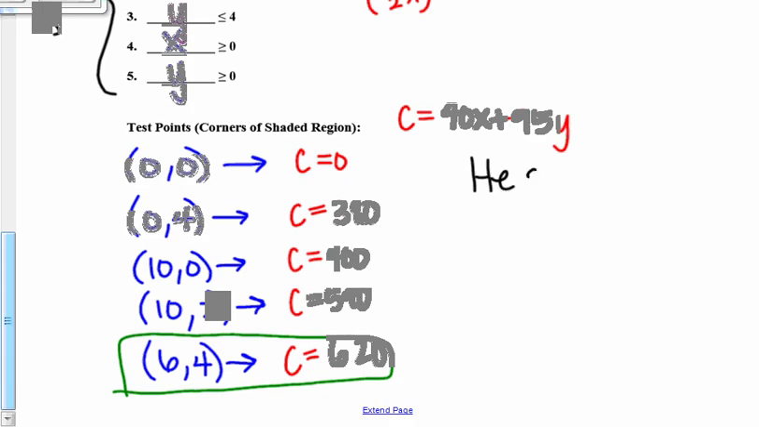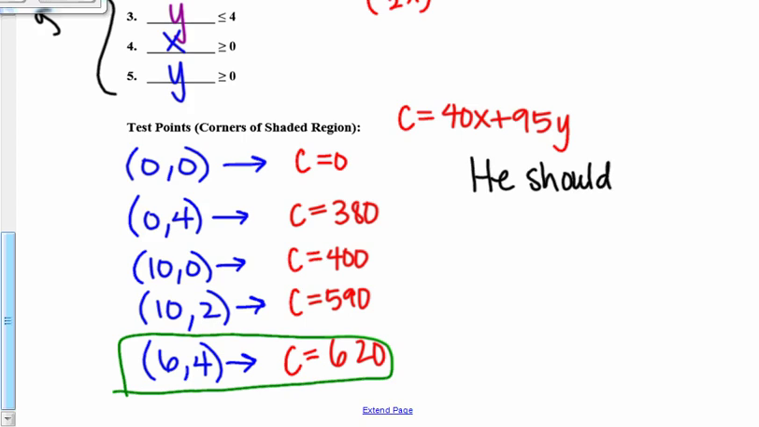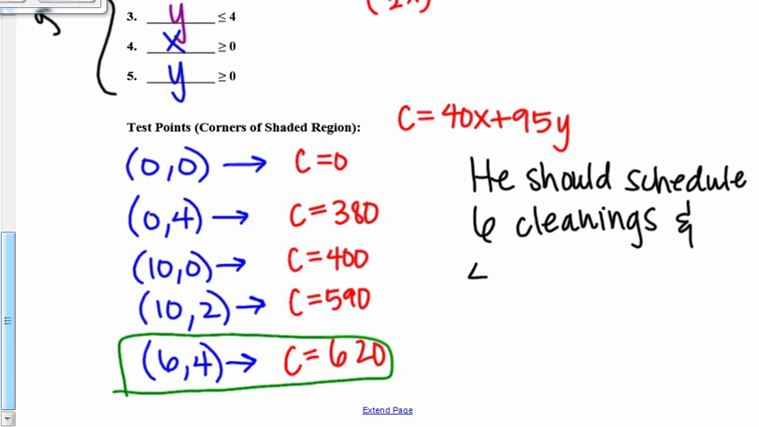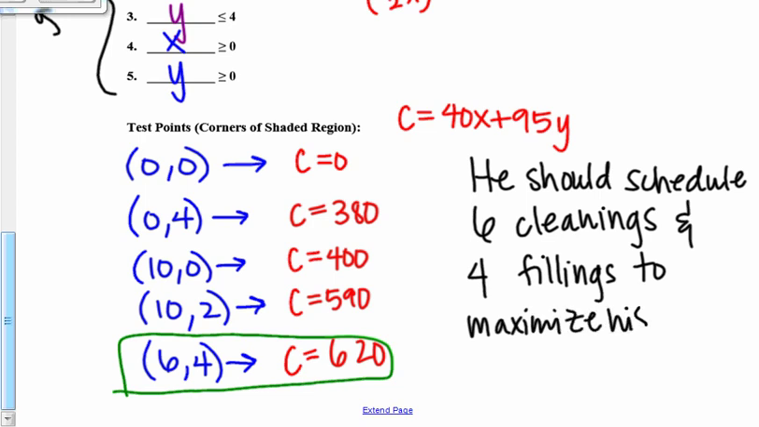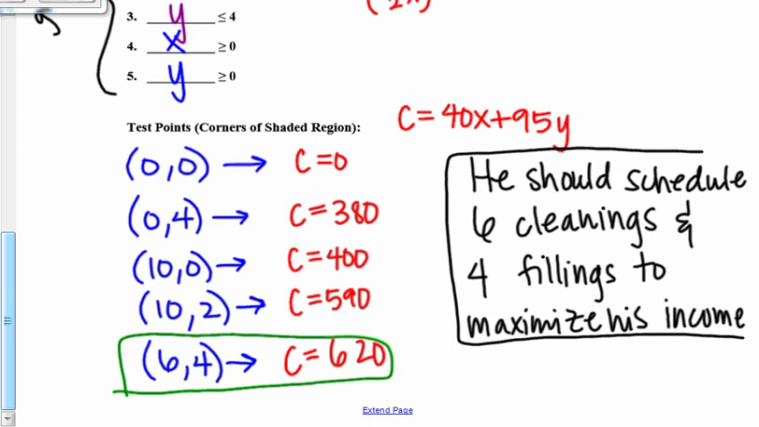So he should schedule 6 cleanings and 4 fillings to maximize his revenue or income. That will get him the most money out of every day if he schedules 6 cleanings and 4 fillings.